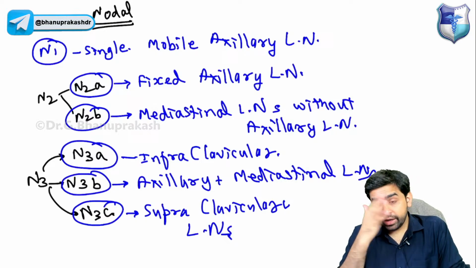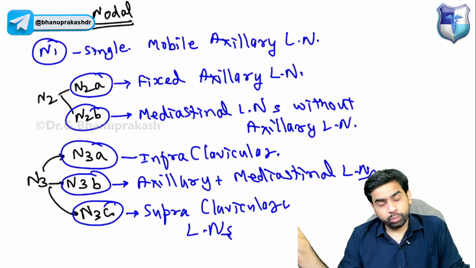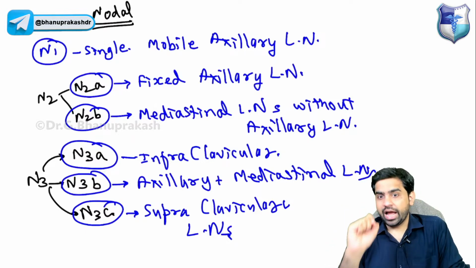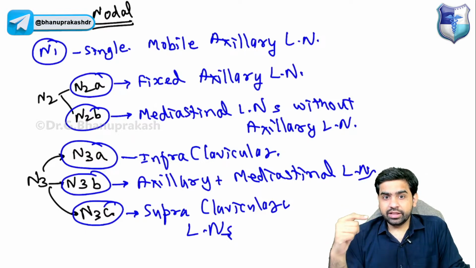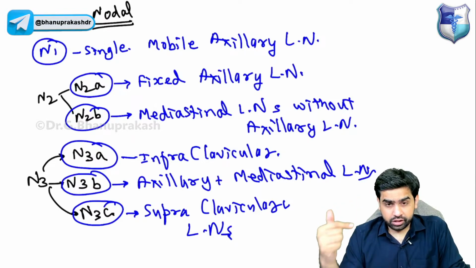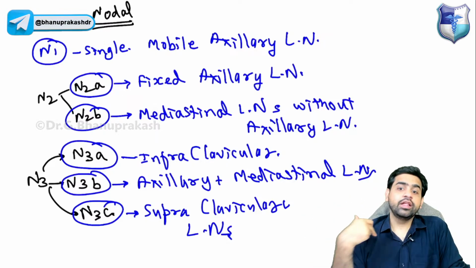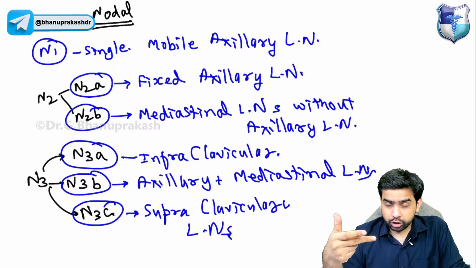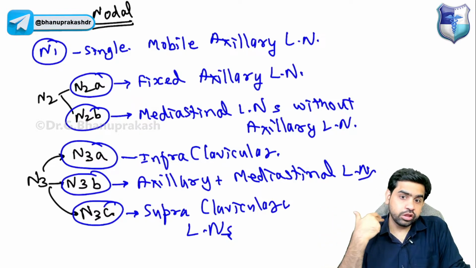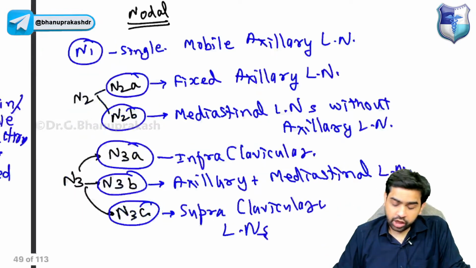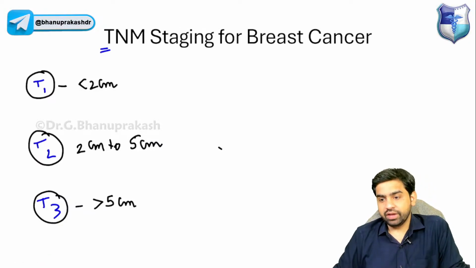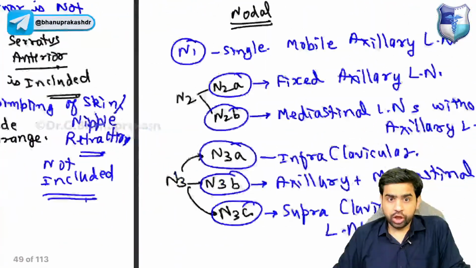N2 is divided into N2A and N2B. What is N2A? N2A is basically fixed axillary group of lymph nodes. N2B is basically mediastinal lymph nodes without the axillary lymph nodes. What is N3? N3 is N3A, N3B, and N3C. N3A is infraclavicular group of lymph nodes. N3B is axillary plus the mediastinal group of lymph nodes, and N3C is the supraclavicular group of lymph nodes. So this is about the TNM staging of breast cancer, which is very, very important. I hope you have understood this point, guys.